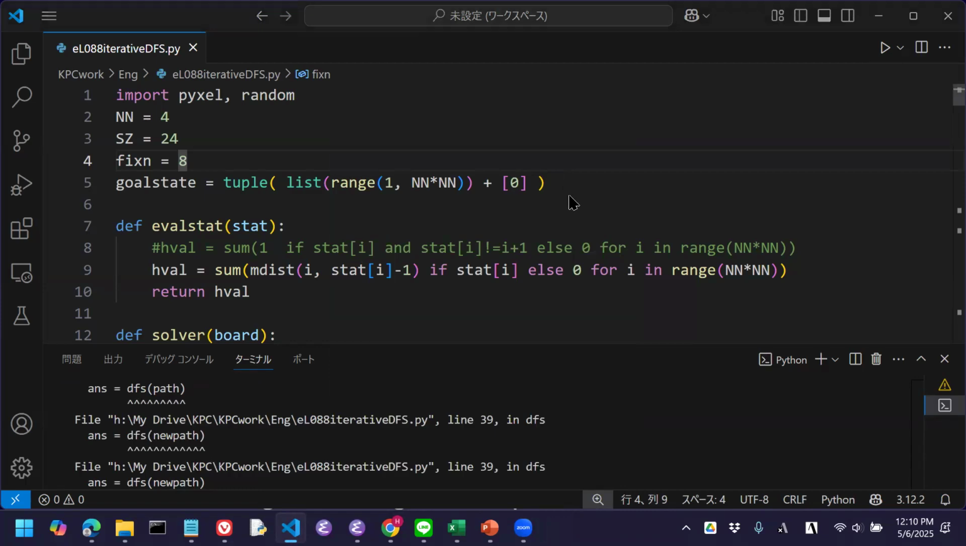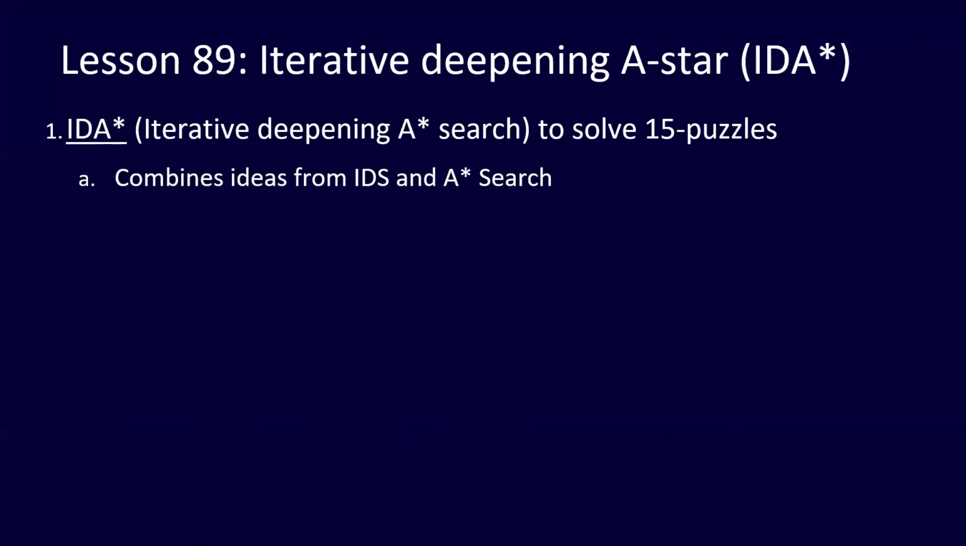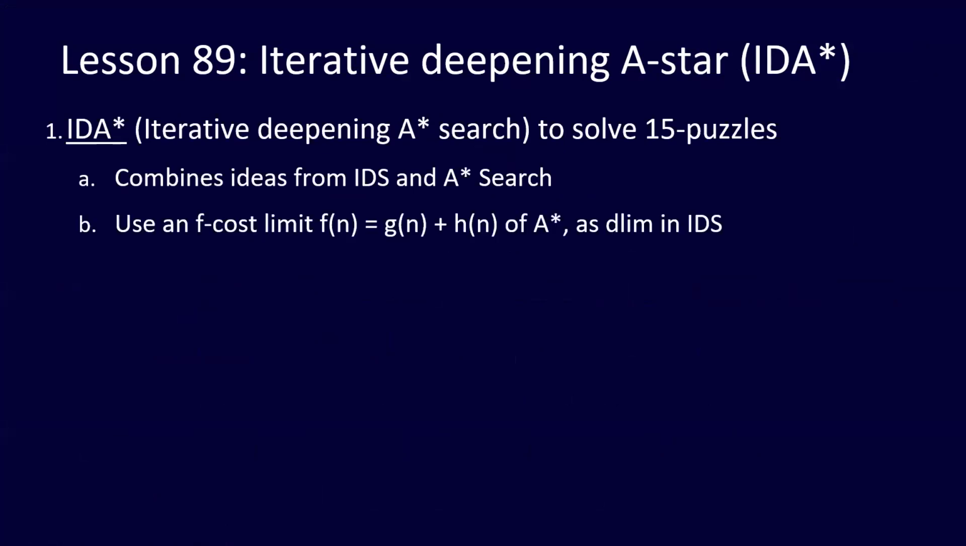So today's idea is a new one called iterative deepening A star, which is a kind of hybrid of IDS, iterative deepening search, and A star. Here we use an F cost limit, which is the F value, you remember that, which is a G value, the actual path cost from start to the current state n, and also the h of n, which is an estimated cost from the current state n to goal.